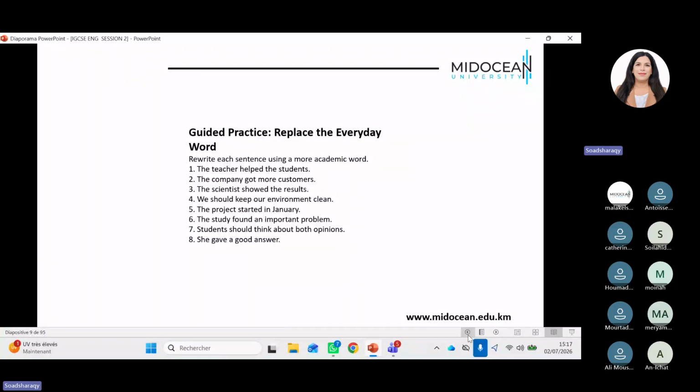Sentence number 8. She gave a good answer. Use a more academic word in the sentence.